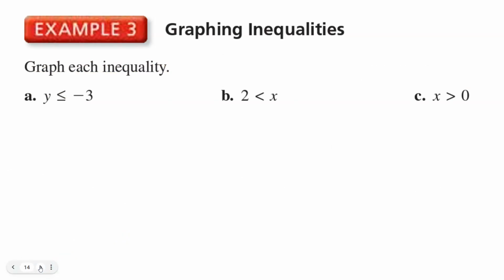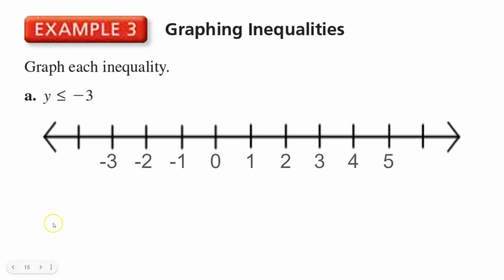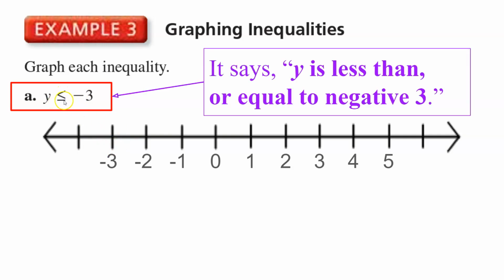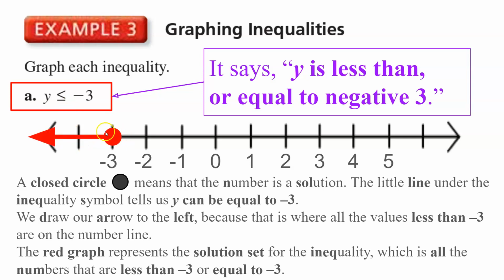All right, let's look at some examples. Y is less than or equal to -3. So at -3, we're going to make a circle. Since we have the equal to sign here, first of all, it says y is less than or equal to -3, so you know how to read that. Then we're going to use a closed circle, solid circle, because that means that number -3 is a solution. Y can equal -3, but y is also anything less than -3.